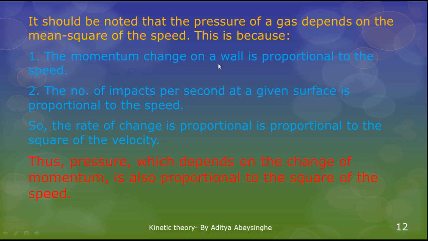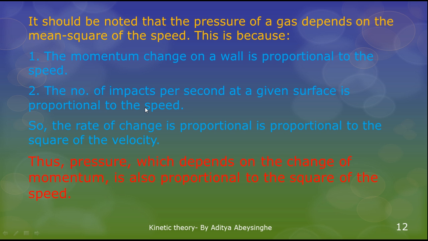So when the number of impacts per second is high, as I explained in the first video on the kinetic theory of gases, the force exerted by these molecules on the wall is high. So pressure is defined as the force per unit area. If you take the area to be constant, it should be constant, right? The area of the container in which the gas is contained is a constant. So the pressure is proportional to the force, which is proportional to the speed. So finally, pressure is proportional to the number of impacts and the speed.